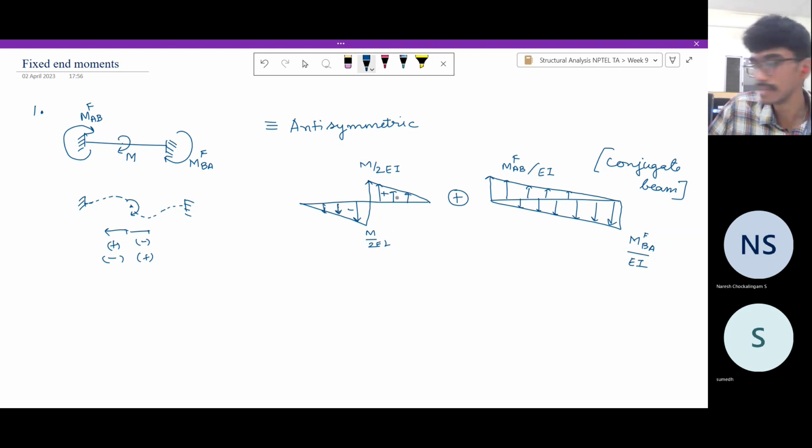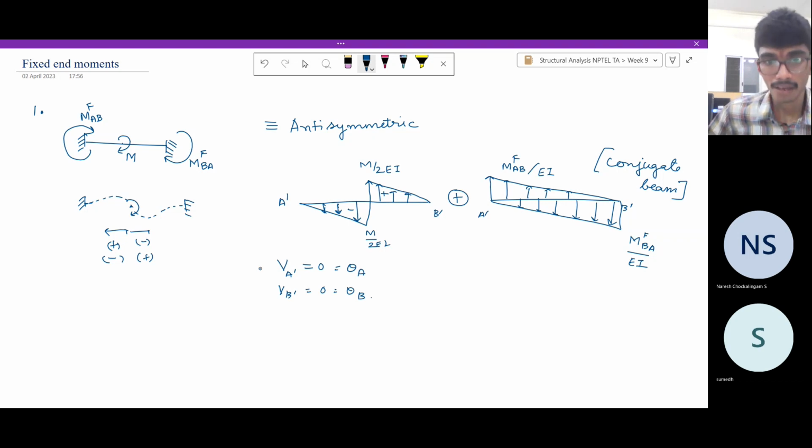Now this structure has to be this conjugate beam. The condition is that on the real beam the slopes are 0 at both the ends, which means in the conjugate beam the shear force at A is 0. Let us call this A prime, B prime. The shear force at A is 0, which is nothing but the rotation in the real beam, and the shear force at B is 0, which is nothing but the rotation there.